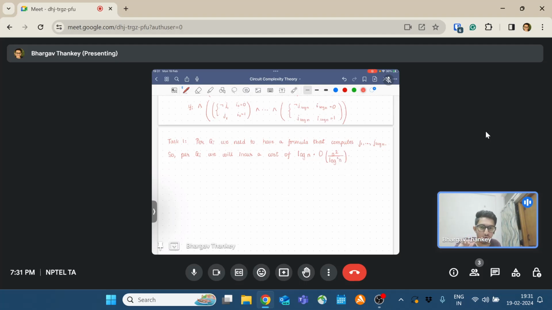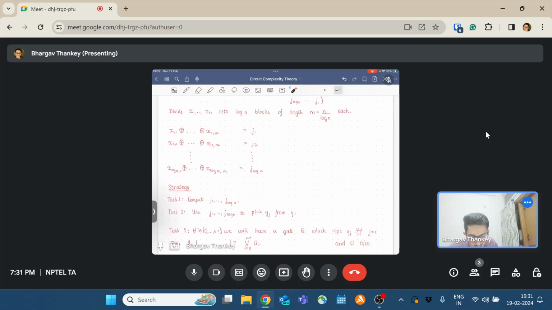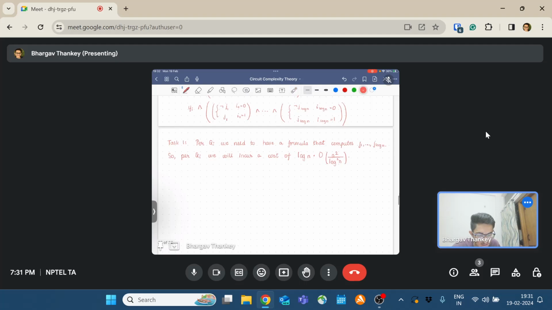Why? Because we saw in that question in assignment 1 that to compute XOR of n inputs, you need a circuit of formula size n square. Now every one of J1 to J log n is the XOR of m equals n over log n many bits. So you need a circuit of size n over log n square, which is n square over log square n. And this is equal to order n square over log n.